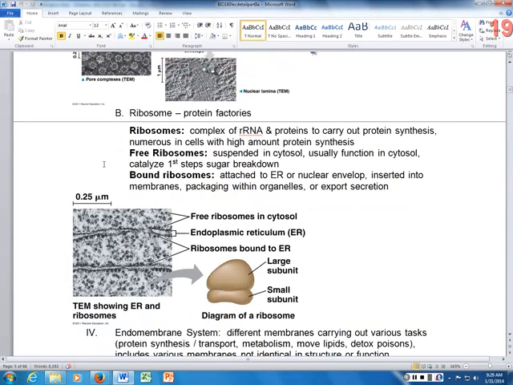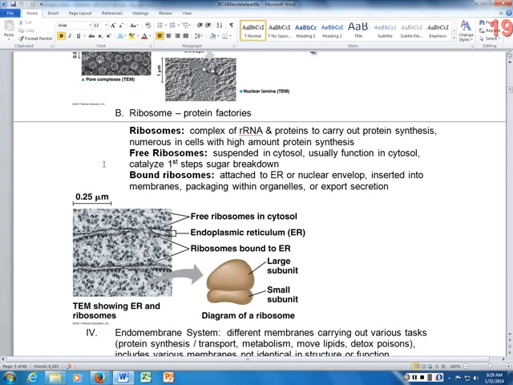So the ribosomes are going to be your protein factories. These are going to be what carries out protein synthesis. You have a lot of these in cells, especially cells that do a lot of protein synthesis. So the amount of organelles you have in a cell depends on what its function is. If it doesn't make a lot of proteins, it doesn't have a whole lot of ribosomes. It just needs to be able to maintain itself.